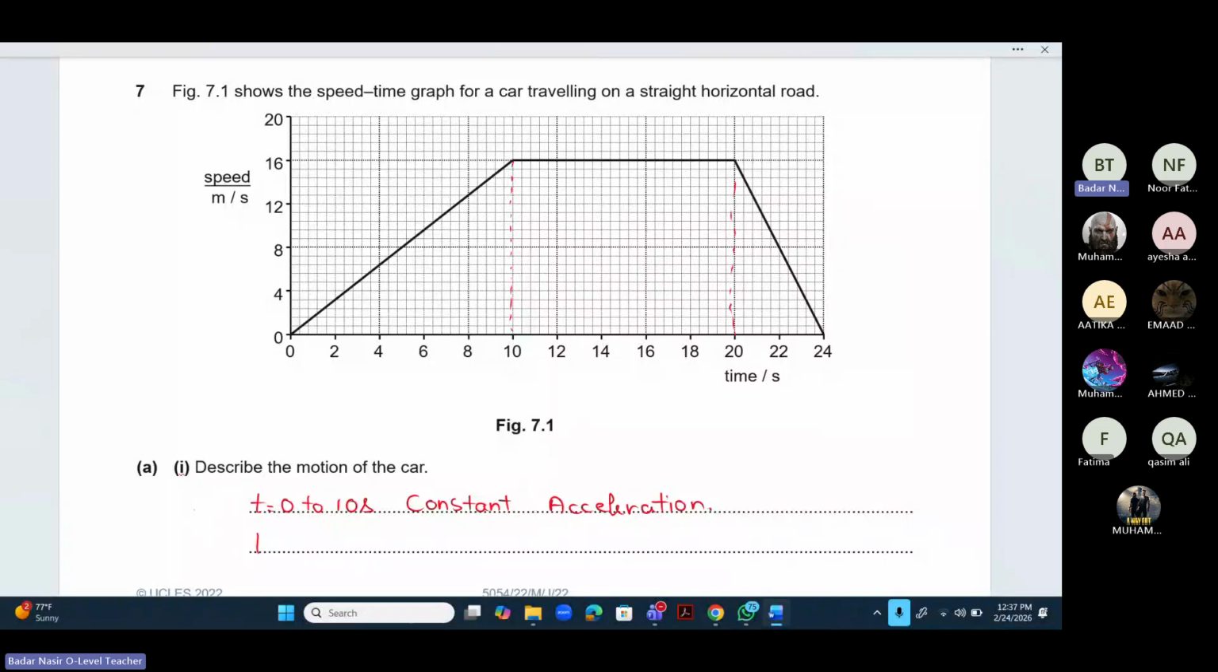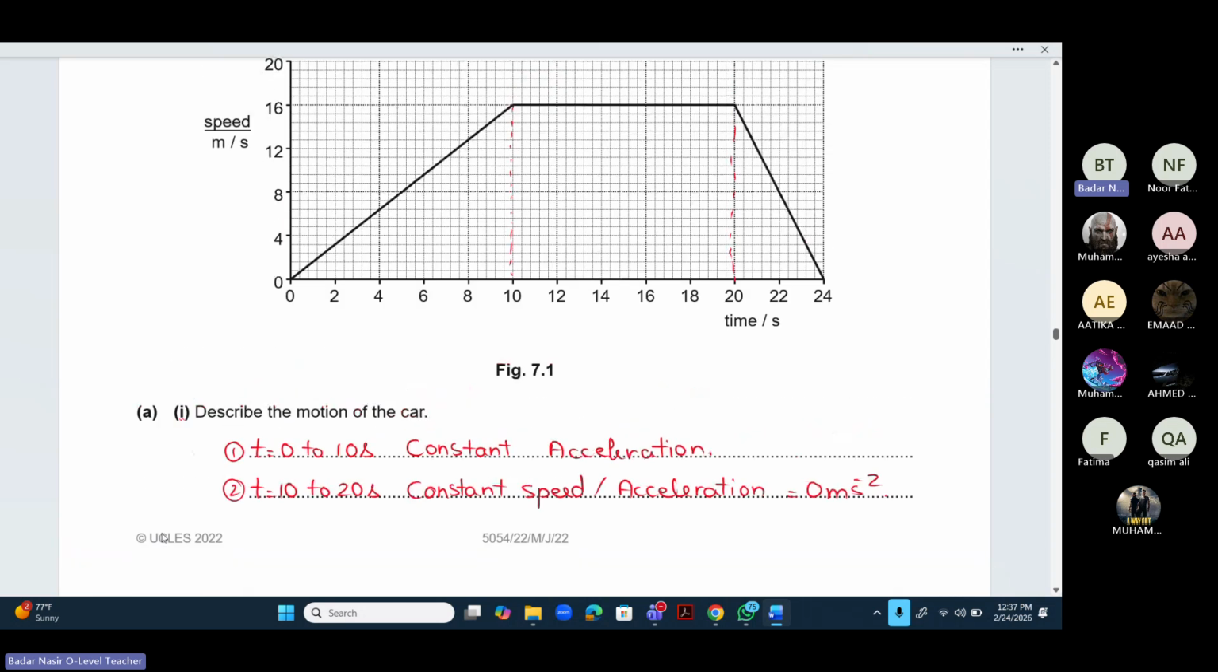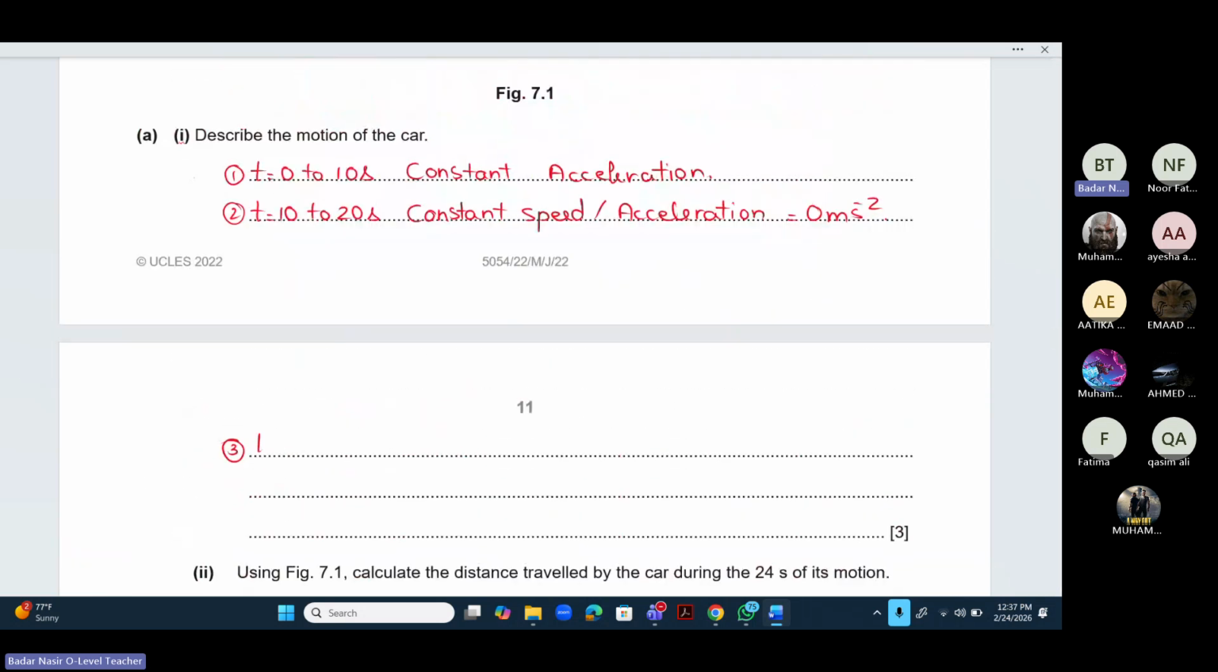फिर from 10 to 20 acceleration is 0 or speed is constant. So from 10 to 20 constant speed or you can write acceleration is 0 meter per second square. ठीक है, 1 mark for that, 1 mark for this, and the third mark है from 20 till 24 constant deceleration. Deceleration को negative acceleration.